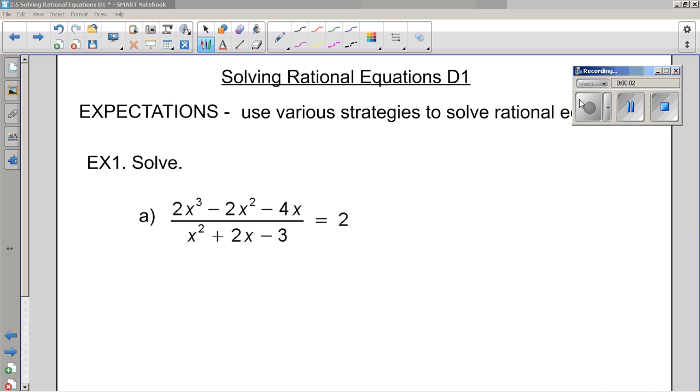All right, welcome back for part two of solving rational equations. We're into the lesson here, but actually we're further than that a little bit because we were reminded of some techniques in the 3-minute review.